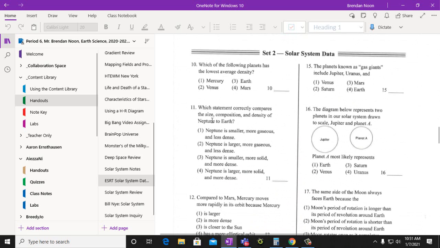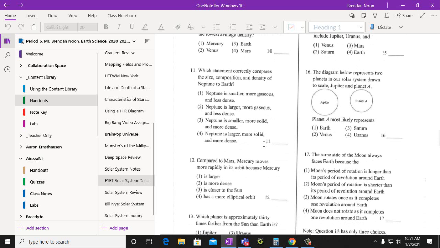Which statement correctly compares the size, composition, density of Neptune to Earth? Right? Neptune is larger. Right? We can look up there. It's a gas giant, and it's less dense than Earth. So 11, the answer is 2. You can check the charts for that.